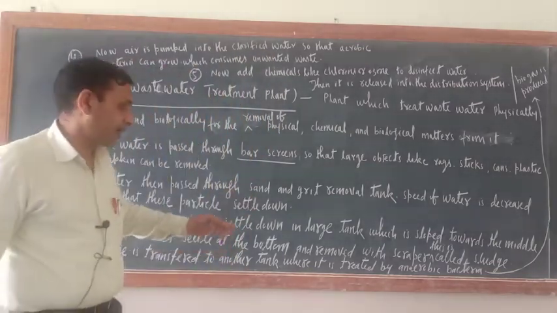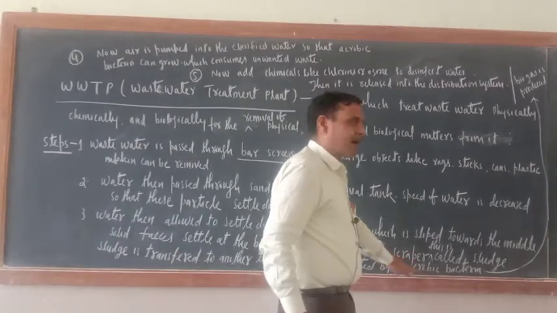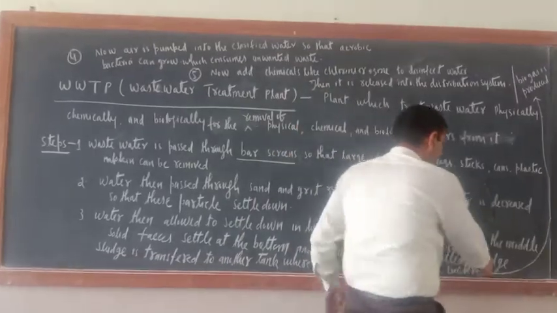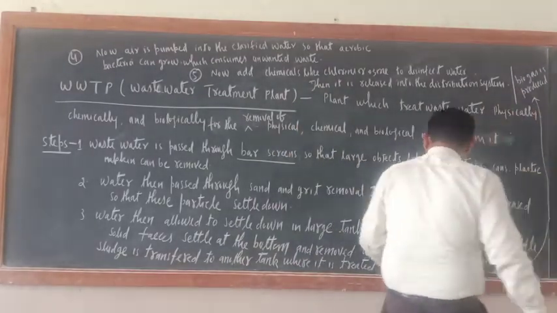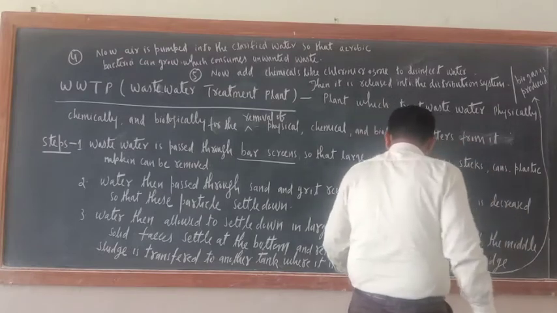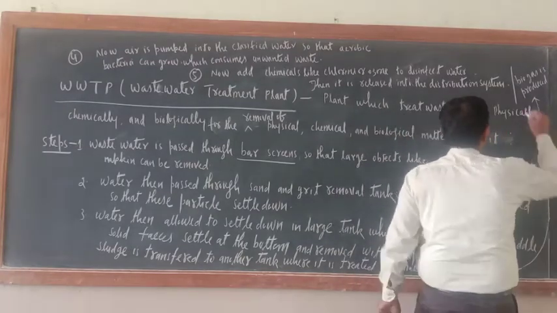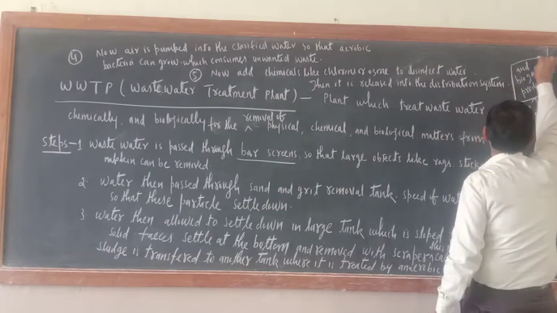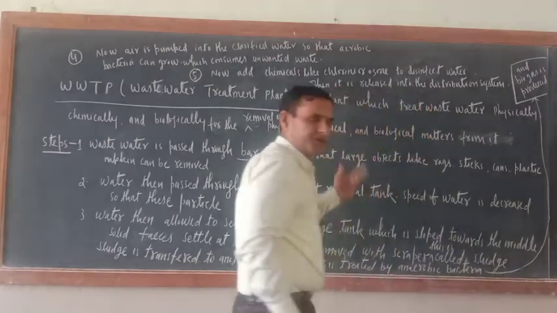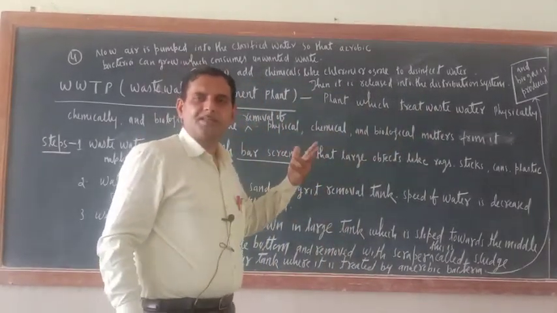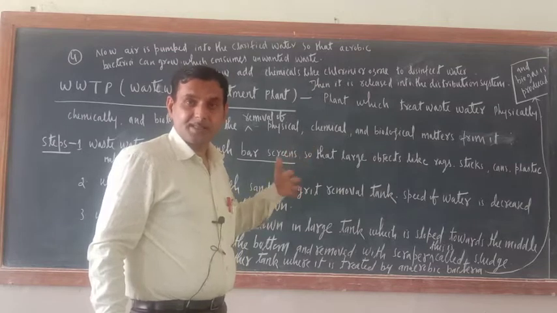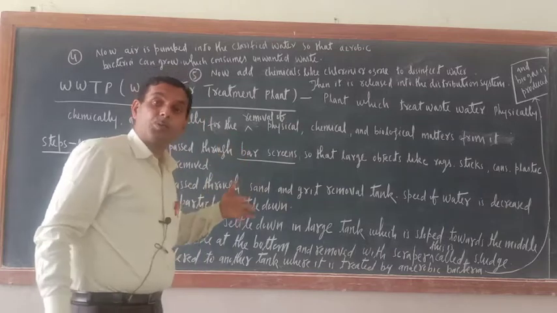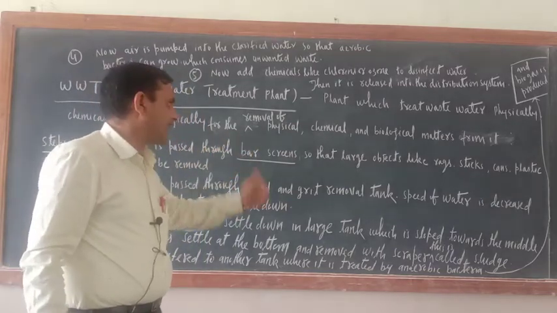Anaerobic bacteria. These anaerobic bacteria will decompose the sludge, and biogas is produced. I wrote here: treated by anaerobic bacteria, and biogas is produced. And you know biogas is very important. This biogas can be used as a fuel, as electricity. Even food can be cooked with the help of this biogas.